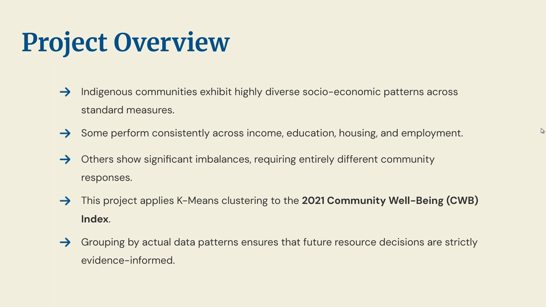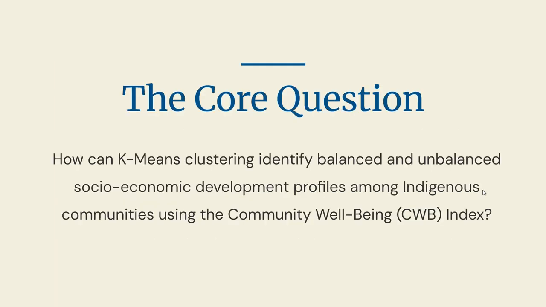So the problem with the well-being score is that it flattens everything into the one number. Two communities can land on the same community well-being score for different reasons. So we're looking to identify the reasons that a given group lands at their community well-being score and what those reasons might be. Using clustering, we're going to develop those profiles based on the CWB data.